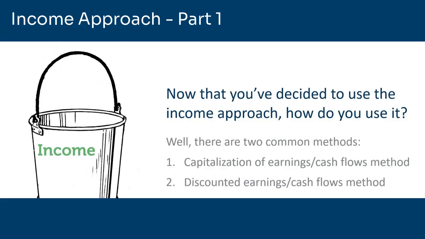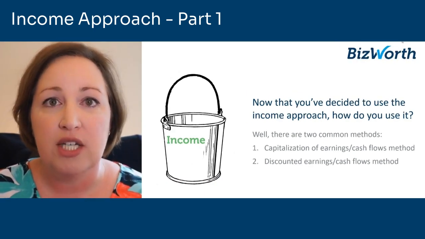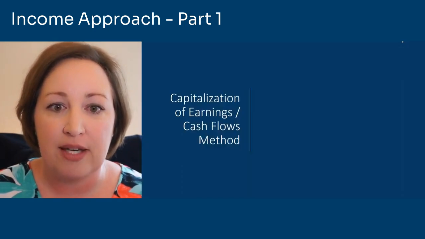So in the income approach, there are many different methods we can use, but in this video, we're going to focus on two particular methods. We're going to focus on the capitalization of earnings method, and sometimes that's referred to as the capitalization of cash flows method. And the second is the discounted earnings method, or otherwise known as the discounted cash flow method. And again, that's sometimes referred to as DCFs. So we're going to cover these two different methods. In this part one video, we're going to cover the capitalization of earnings, and in part two, we're going to cover the discounted cash flow method.